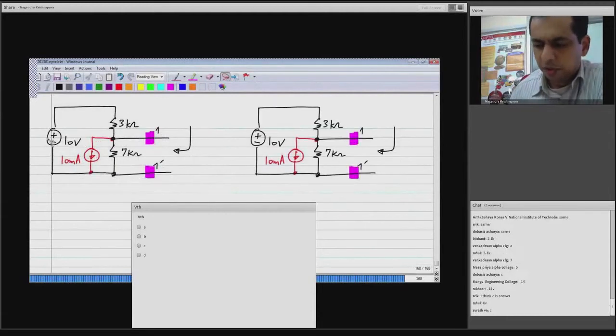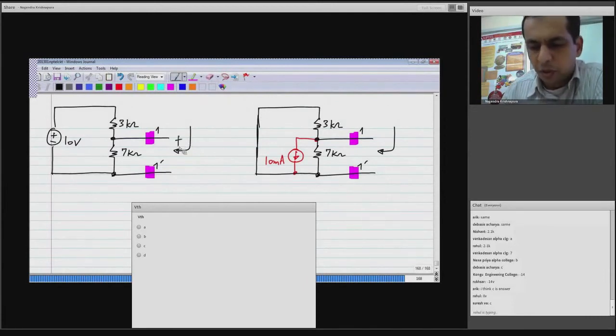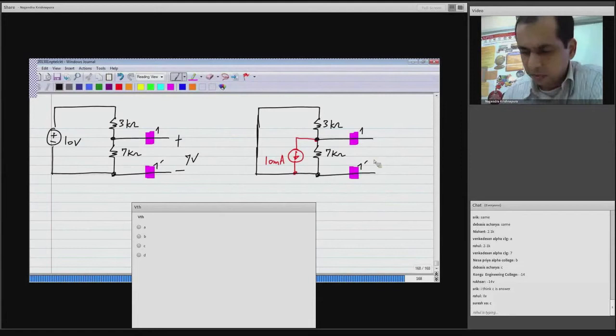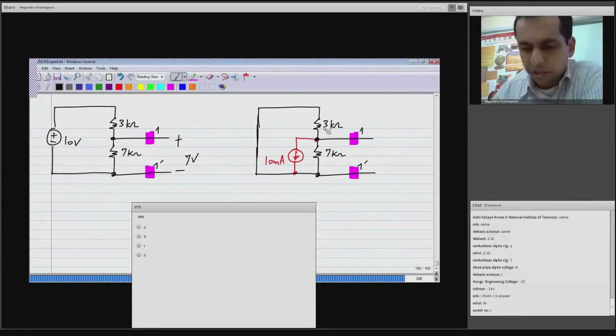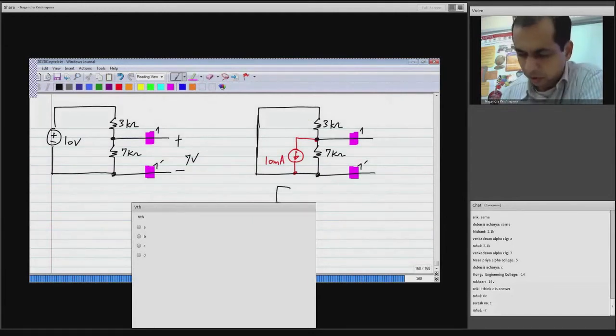I will do this with superposition, which means that first I will set the 10 milliamp source to 0, which is an open circuit, and then I will set the 10 volt source to 0, which is a short circuit. Okay. Now this one we have already done before, so I am simply going to write down the answer. So the answer here is 7 volts, and this other one, you should be able to see that this 3 kilo ohm and 7 kilo ohm are in parallel, and they are in parallel across this current source. Okay.